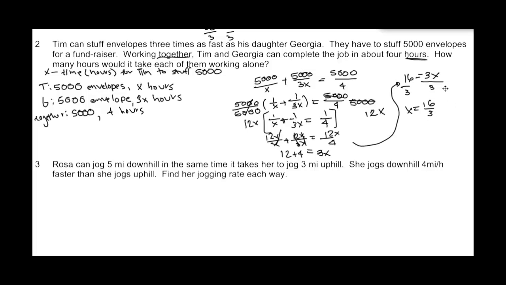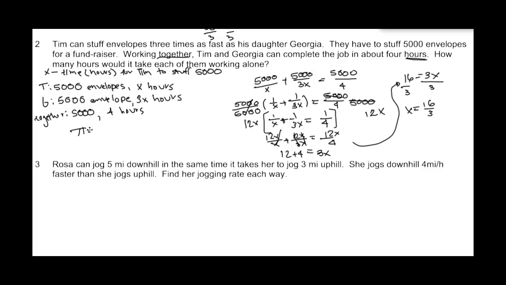Now before I can go ahead and circle my answer, I have to go back and see what I was being asked and how I can write this. How many hours would it take each of them working alone? Well, let's go back. What does x mean? Well, that was the time for Tim to stuff 5,000, so that's part of the answer.